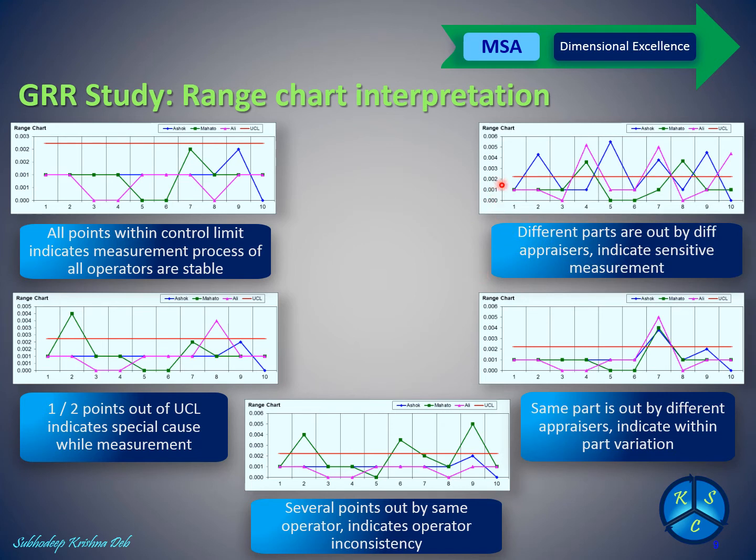Now this is another case wherein more readings are outside the control limit for all the appraisers. In the previous case we saw it for a single part, but here all are mixed. All appraisers are out for all the parts. So this indicates it is a sensitive measurement. So these are the 5 cases we come across while doing the MSA GRR study and interpreting the range chart. This is how we should interpret the range chart and come to meaningful conclusions.